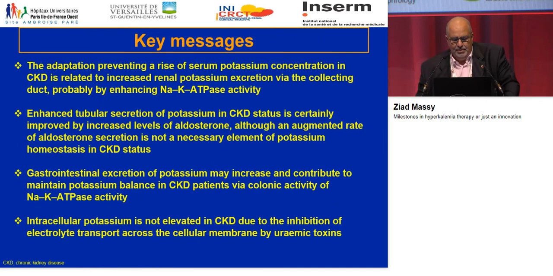Let me remind you of what I spoke about today. The adaptation to increased potassium could be renal, intestinal, but maybe in the future we need to think about how to modify the activity of Na potassium ATPase in these patients, which is related to uremic toxicity, which is one of my favorite topics.